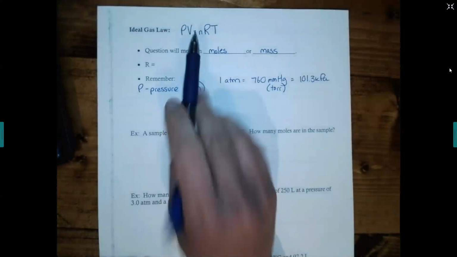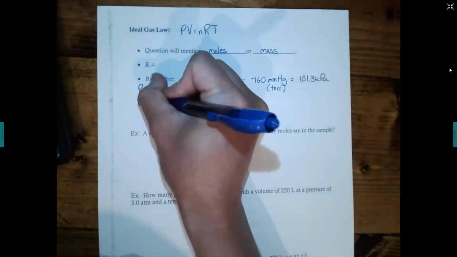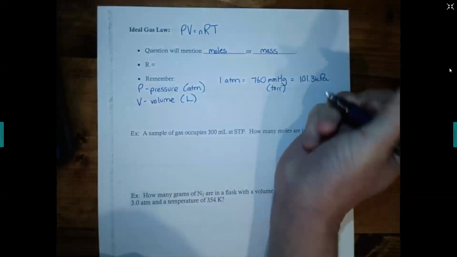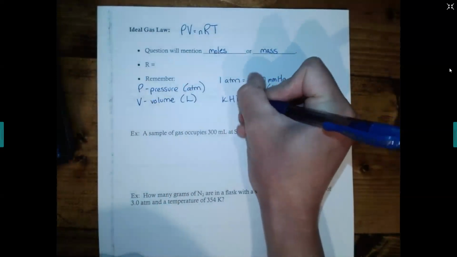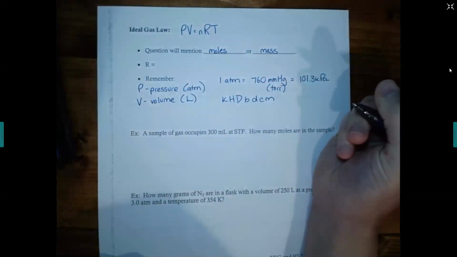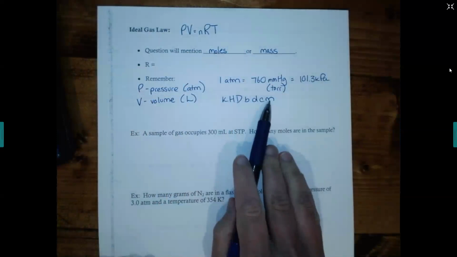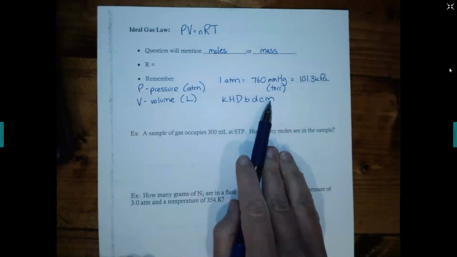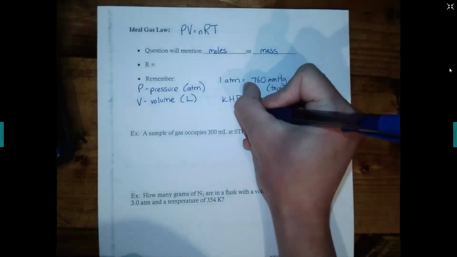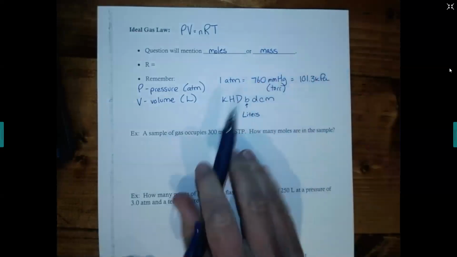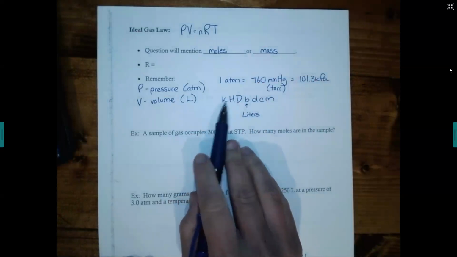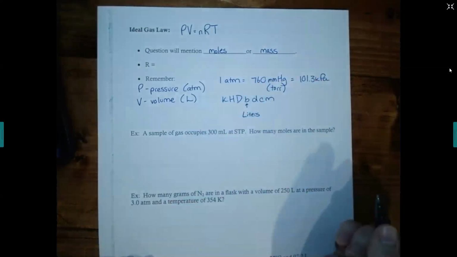All right, so the next variable we come to is V for volume. Volume for this equation needs to be in liters. So don't forget King Henry died by drinking chocolate milk. If your volume is given to you in milliliters, then you're going to want to move your decimal back 3 places so that it's in liters, our base unit. Or if your volume is given to you in kiloliters, you're going to want to move your decimal to the right 3 places to convert.